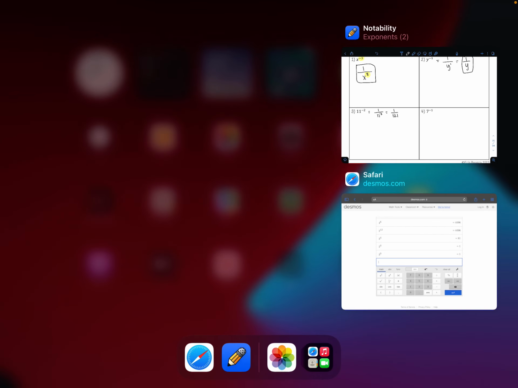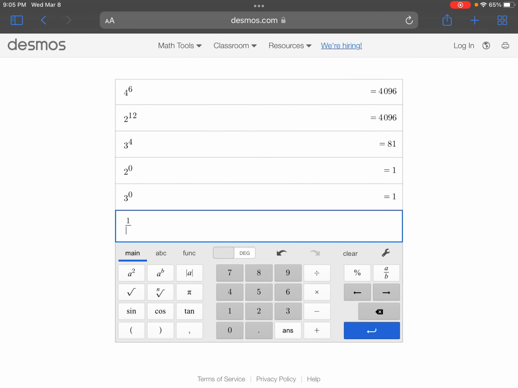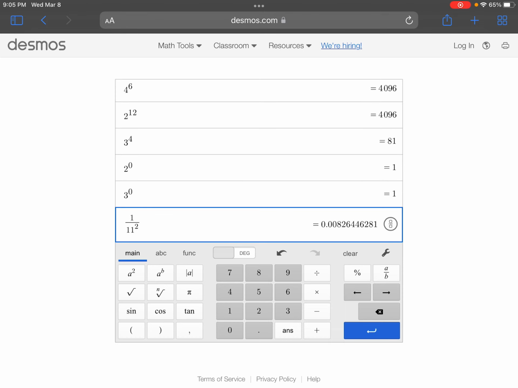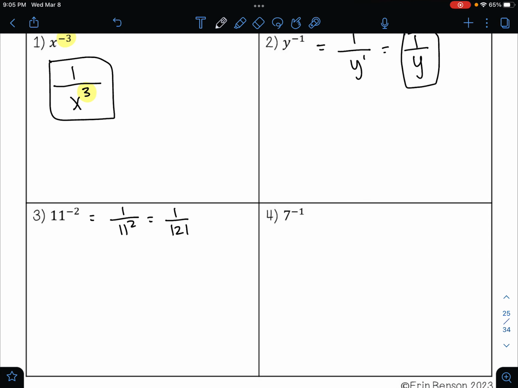If you're doing this in a calculator, you could do 1 divided by 11 squared. And it gives you a decimal, but you can just hit that fraction button and it will give it to you as a nice number. So 1 over 121. That is our answer for this one.